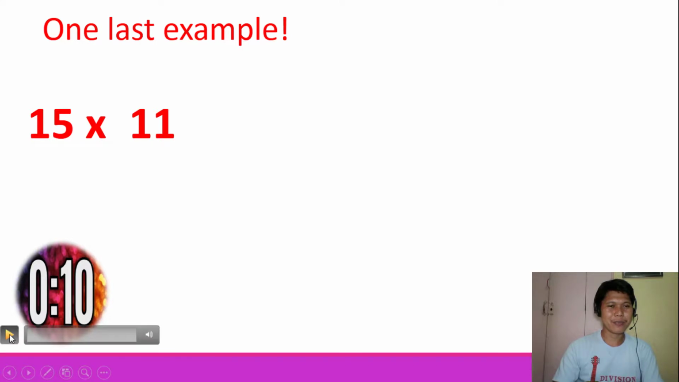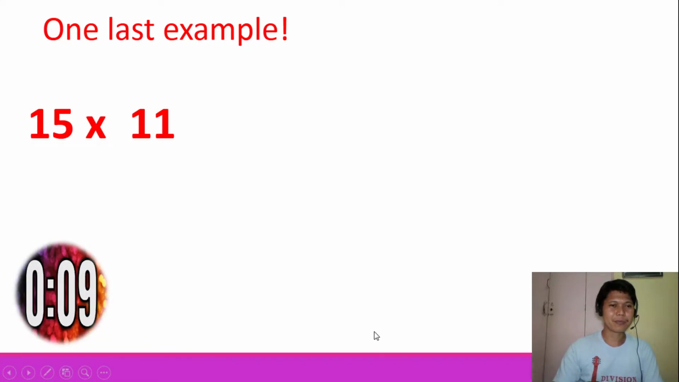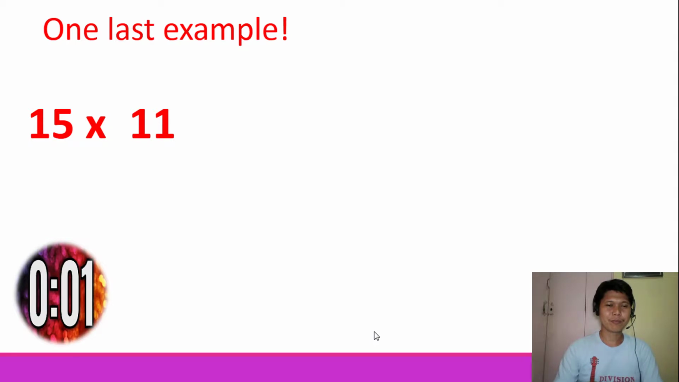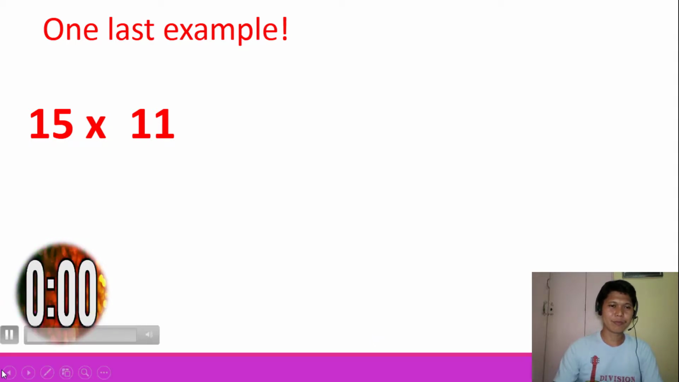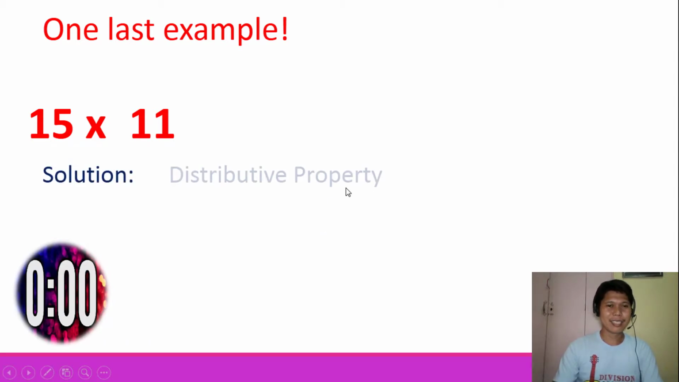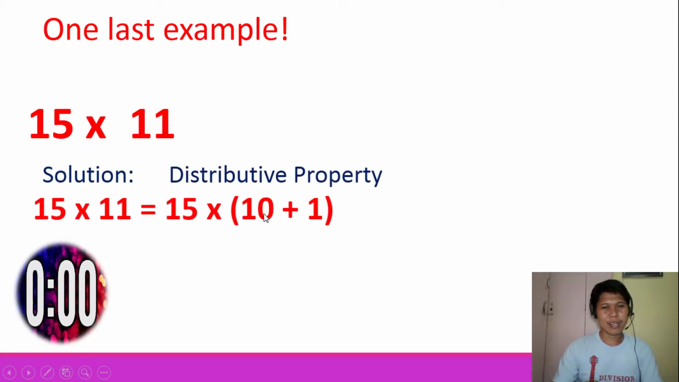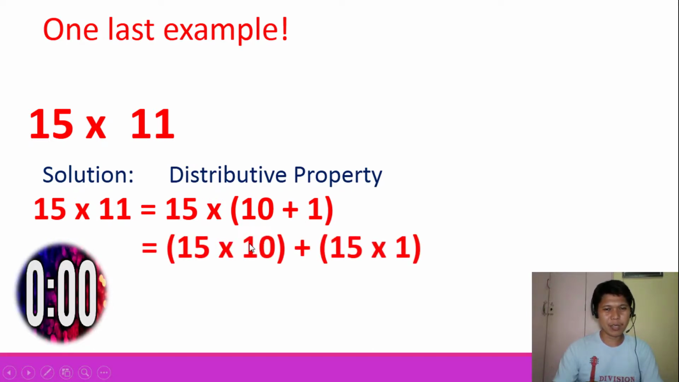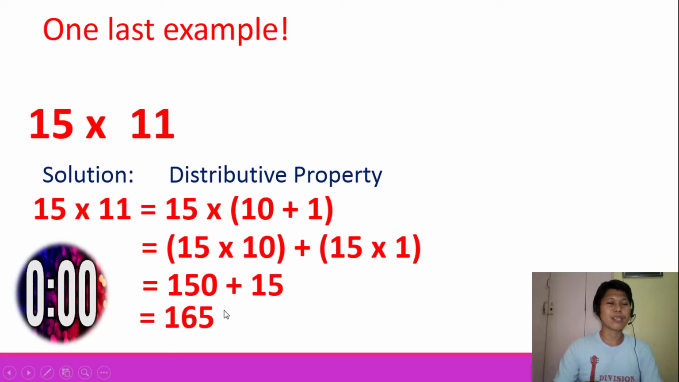Timer starts now. Okay, 15 times 11. So 11 is 10 plus 1. So 15 times 10, and 15 times 1. 15 times 10 is 150, and 15 times 1 is 15. 150 plus 15 is equal to 165. Did you get the correct answer?